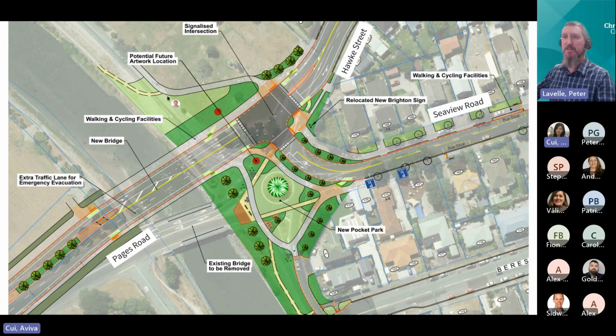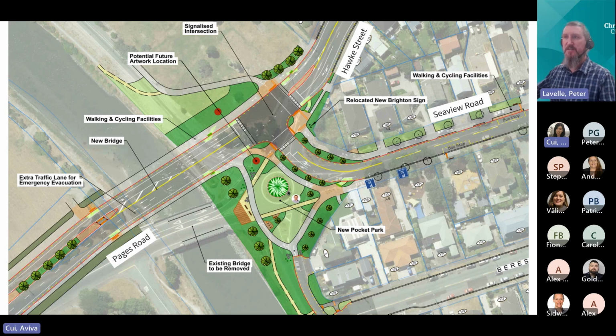So this is the core of the scheme design. So we have a new bridge alignment immediately north of the existing bridge. By building the bridge offline, we'll be able to minimize the disruption to traffic during construction, as the existing bridge will be able to keep that operational. And then the traffic switched across to the new bridge towards the end. Once the new bridge is built, the existing bridge and that five leg roundabout will be removed. The existing roundabout area that's there at the moment, we're going to develop that into a nice park area, pocket park is what we're calling it, and we'll keep that iconic palm tree as a focal point in that park.